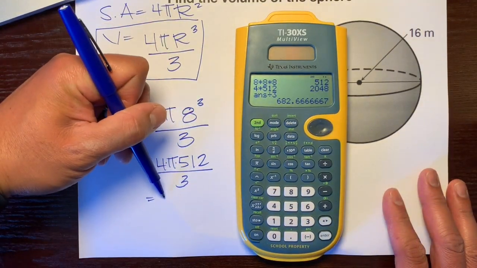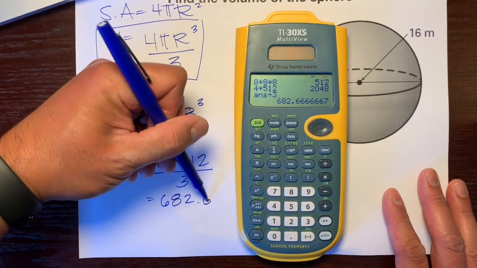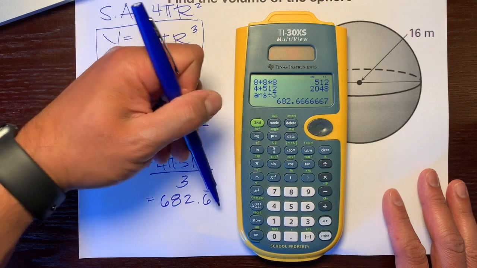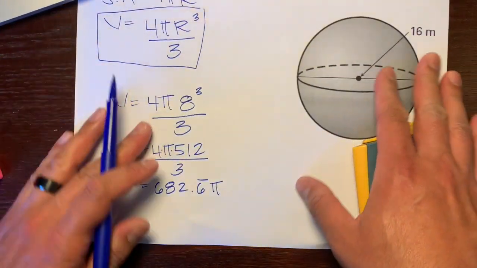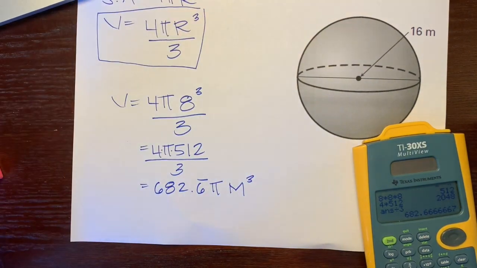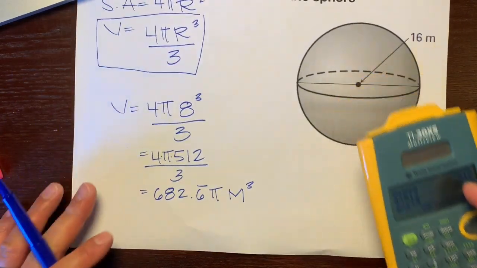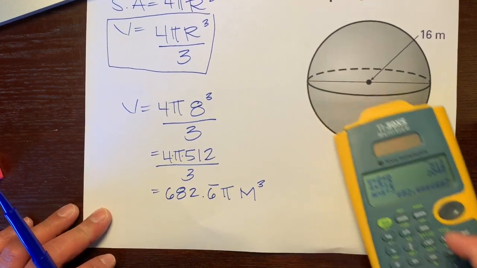So we have 682.6 with a bar pi. And this is in meters, so meters cubed. So there is your final answer, and that is how you find the volume of a sphere.